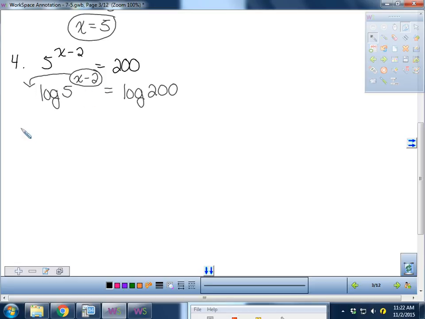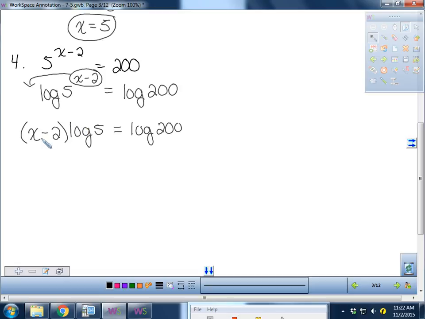Now you want to make sure that you put it in parentheses. So you've got x minus 2 times log 5 equals log 200. Notice now that my x is no longer in the exponent, it's now in front. So it's kind of the same thing that we were doing the other day. We have to solve for x. Well, we just have this one x.